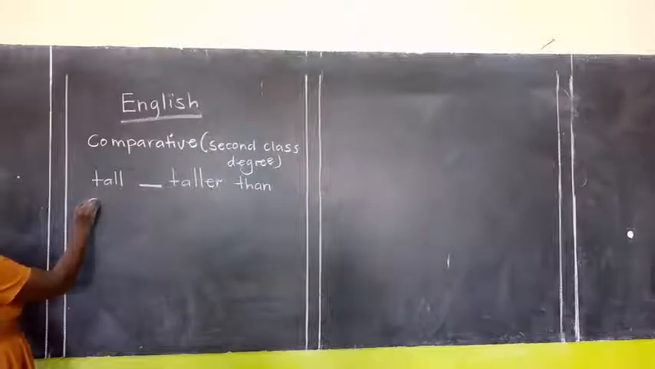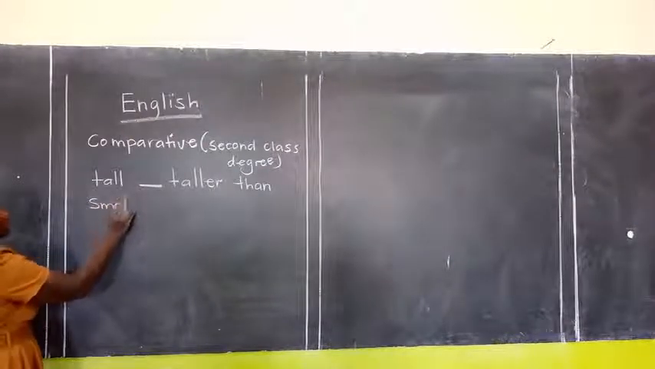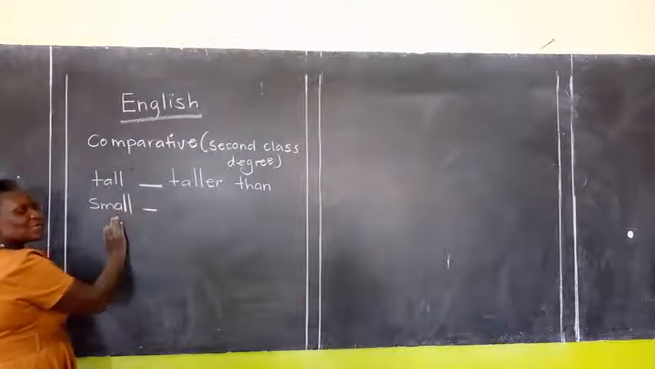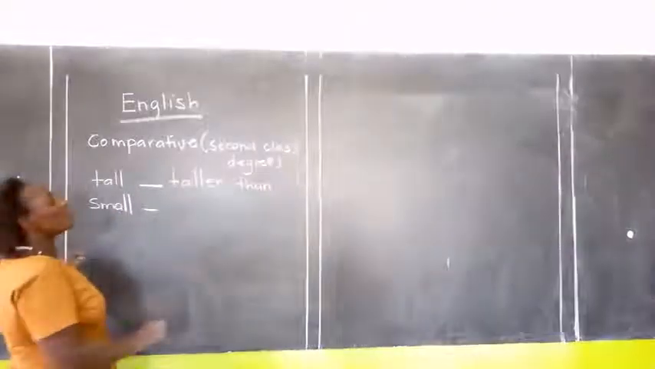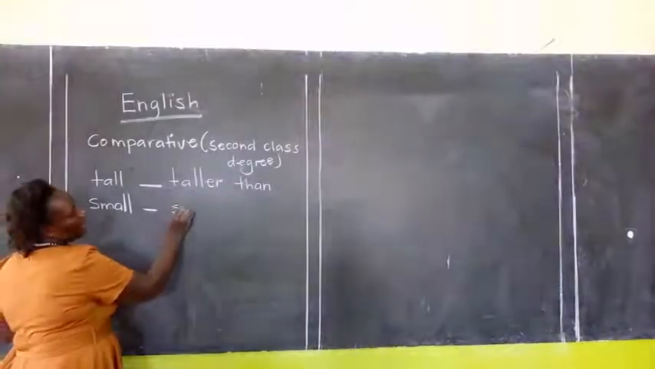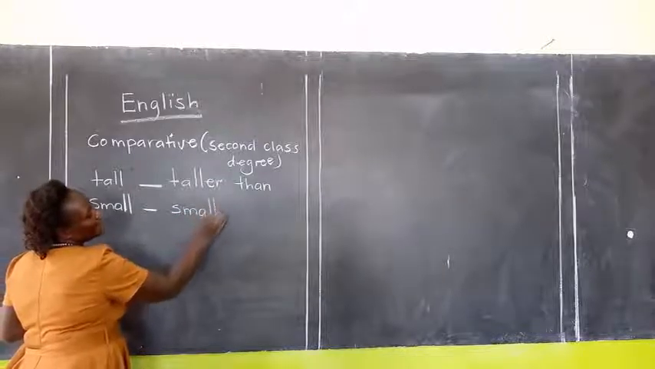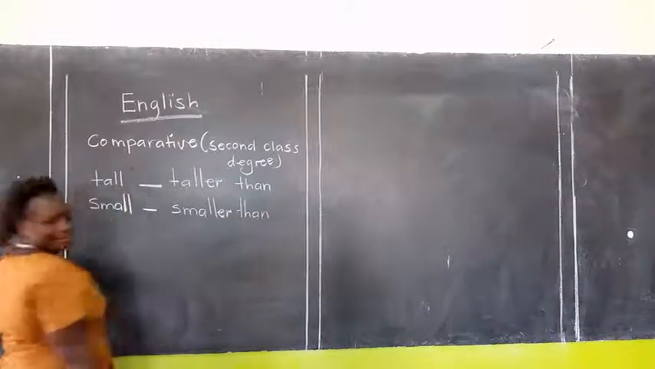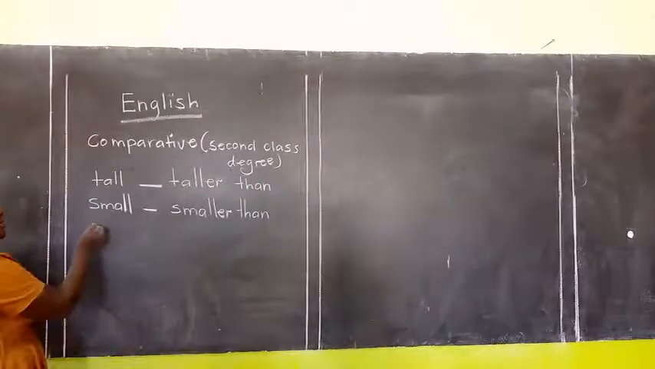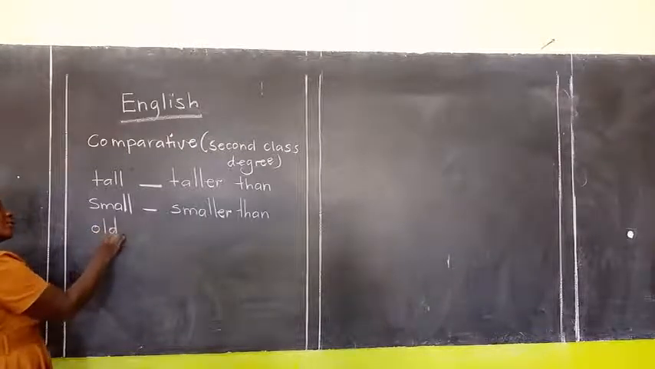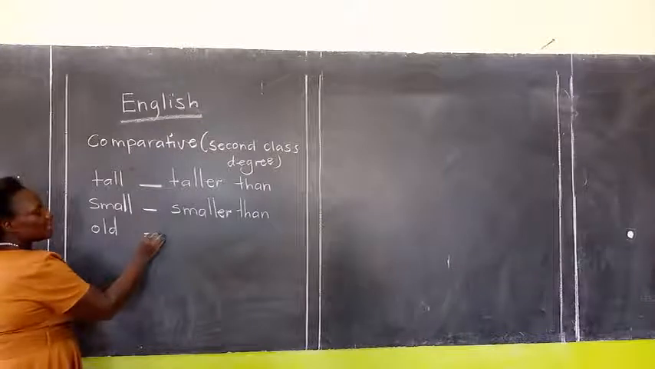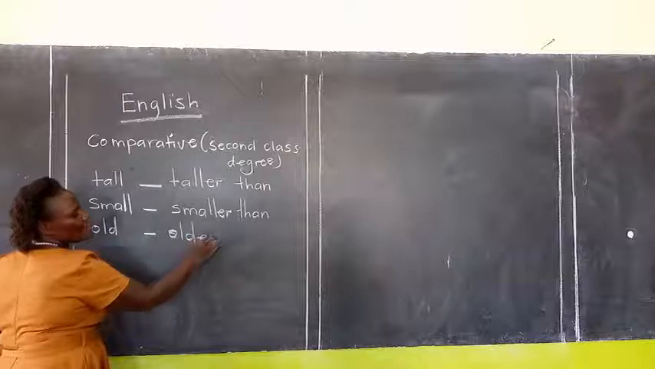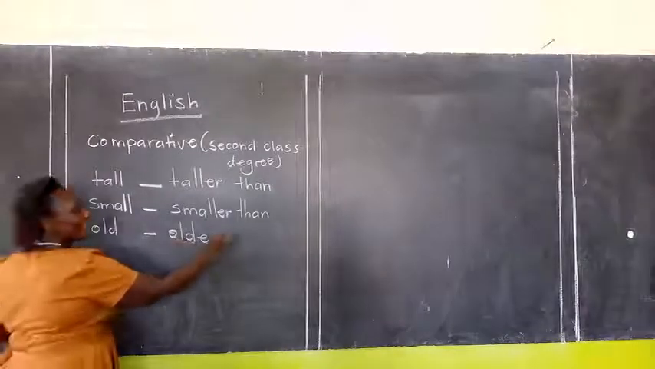Then we also looked at small. We are comparing the two. That is the comparative. If you are comparing the two, one might be small, and again there should be somebody who is smaller than the first one. Then, second class is smaller than. Then we also have old as an adjective. Its comparative is older. You add ER to the adjective. Older than.